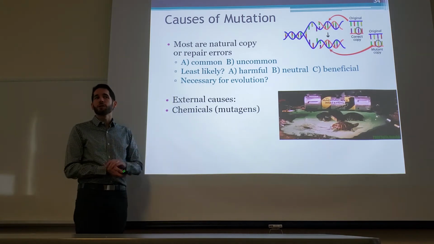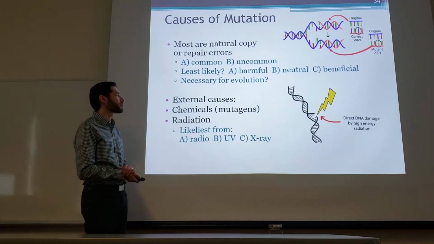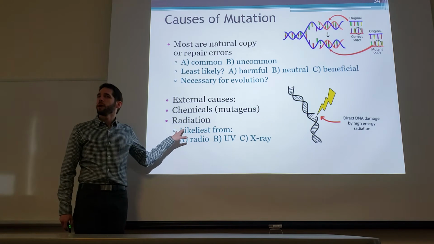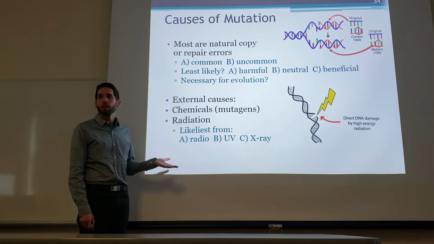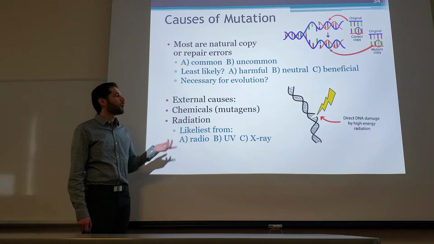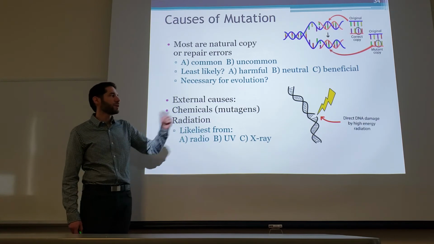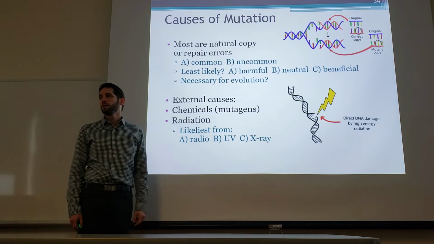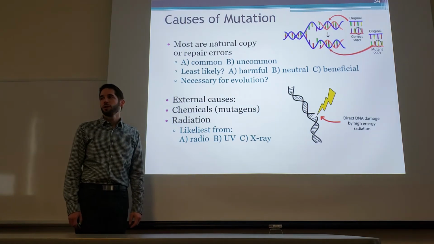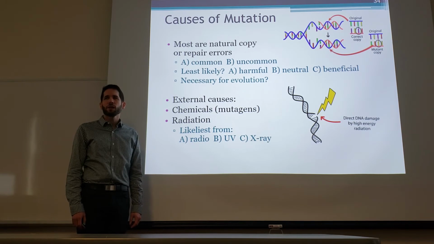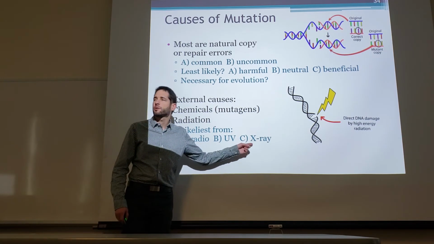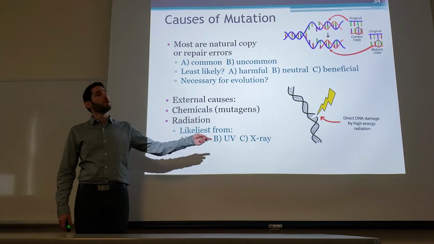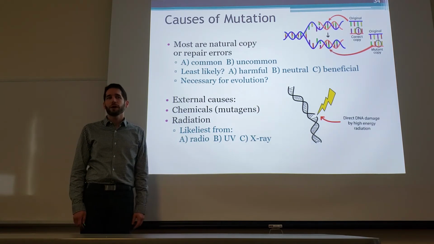But there are real mutagens that we worry about. Radiation, obviously, we've already talked about this. It breaks DNA. Radiation damage to DNA is likeliest from what? A, radio, B, UV, or C, X-ray? Which of those is likeliest to damage? We already specifically talked about radiation's impacts a few classes ago. X-ray, the highest energy radiation, gamma ray, for example. Oh yeah, that'll do it. That'll knock out your DNA, but good.